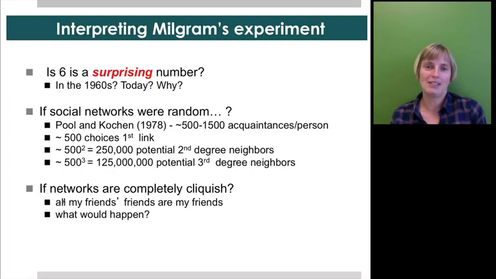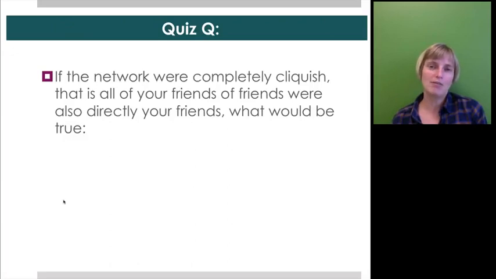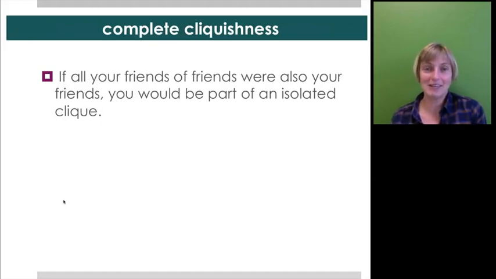What if, on the other hand, networks were completely cliquish? So all of my friends' friends are my friends as well. They're not allowed to have any other friends outside of my friends. Well, in that case, what would be true? In that case, you actually can't reach any other part of the network because you're in a complete clique and no one's allowed to have any edges outside of that clique. So you're distance 1 to anyone within the clique, but it's like infinite distance to anywhere else.